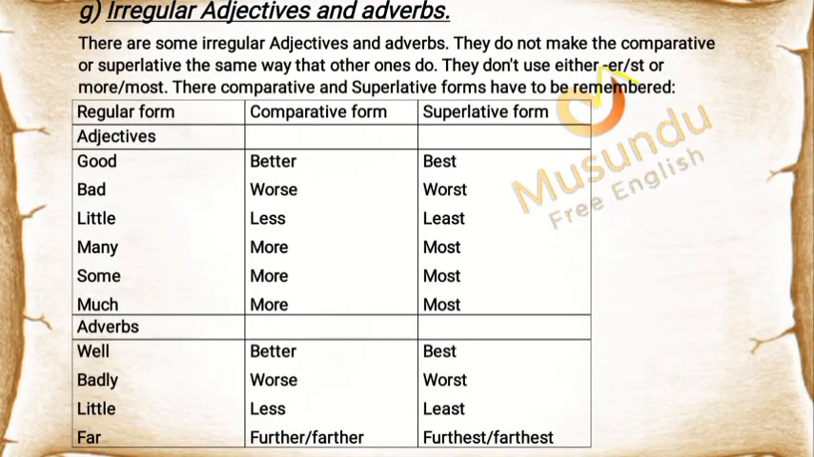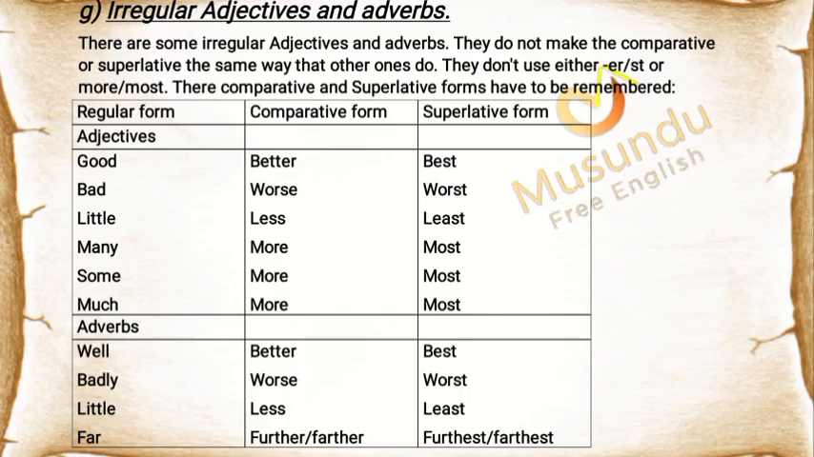G. Irregular adjectives and adverbs. There are some irregular adjectives and adverbs. They do not make the comparative or superlative the same way that other ones do. They don't use either -er/-est or more/most. Their comparative and superlative forms have to be remembered. Regular form, comparative form, superlative form.